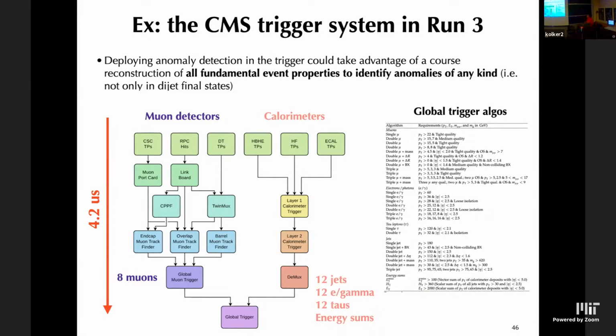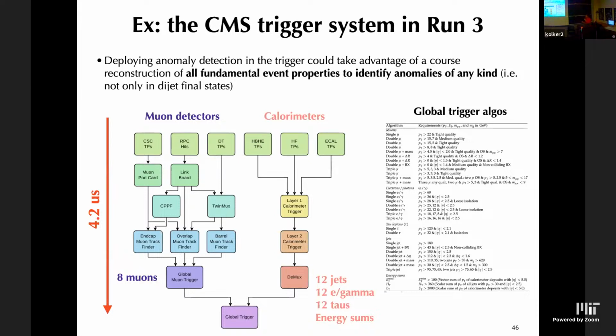And because of that, we don't have time to do a full reconstruction of the detector like we do offline. So we have some objects which then we use to define filtering strategies. We have hundreds of algorithms, typically looking, for example, for one jet with a certain transverse momentum, or central in the detector, or you can ask also for a single muon or two muons with a certain PT and characteristics. So in particular, we would like to indeed deploy anomaly detection here, taking advantage of all the objects that are reconstructed.